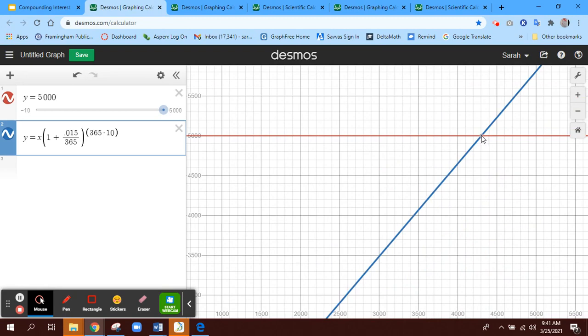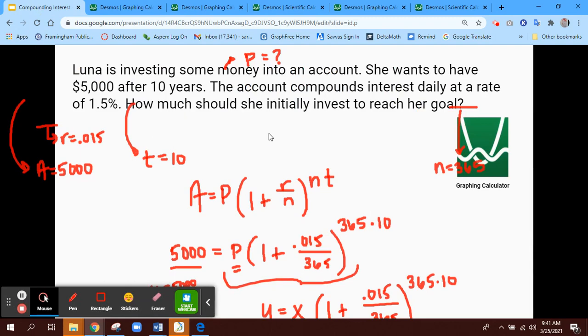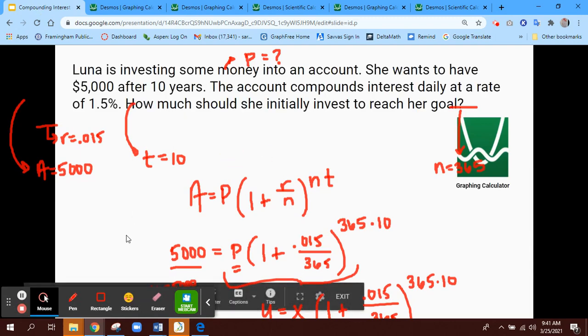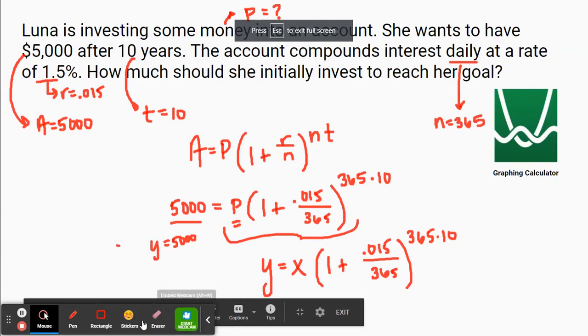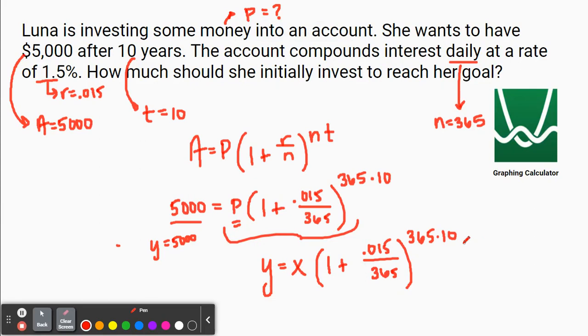And there's our intersection point. So our intersection point is about $4,303.55. So when we write that down, $4,303.55, 5,000. So this was our coordinate point. And again, the 5,000 was expected. That's what I was trying to get to. This is the solution to our equation.